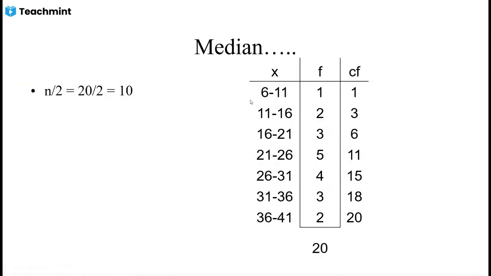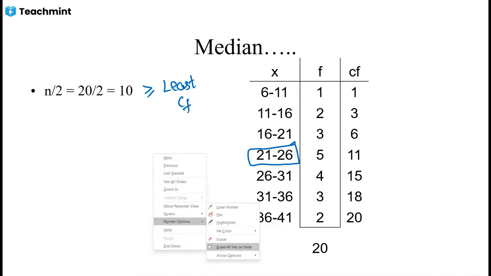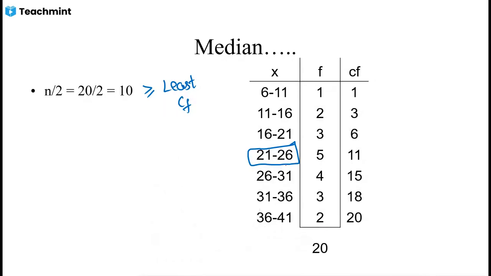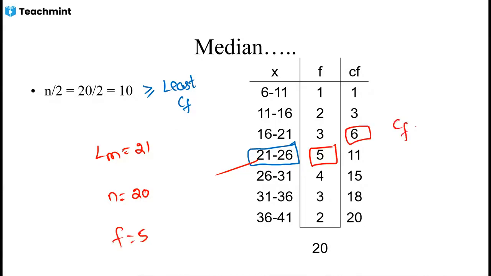Now see this: 21 to 26 is the median class. N value 10, greater than or equal to this, the least CF satisfied is 11. So I'm picking this as the median class. Among that, the lower limit is nothing but 21, so LM is 21. N is 20, F is 5, CF is 6. W is 26 minus 21, which is 5, or 11 minus 6, which is 5.